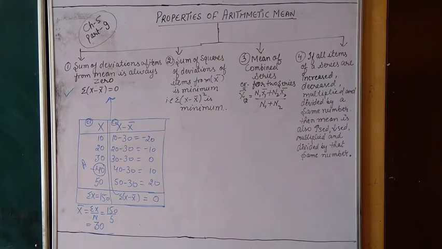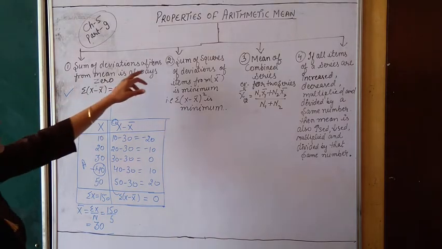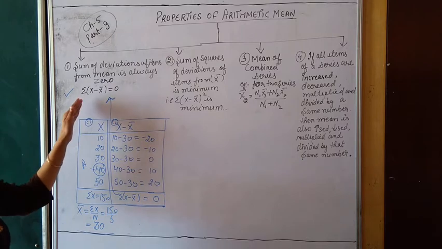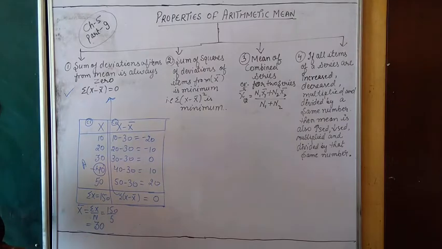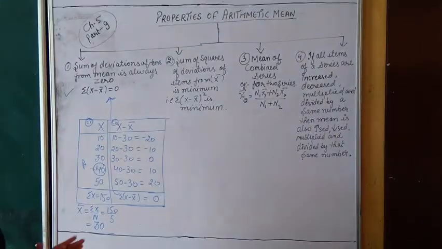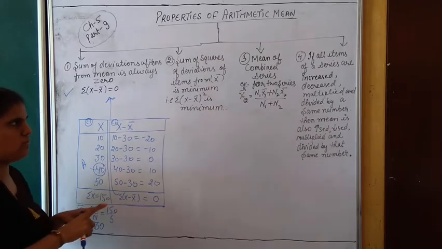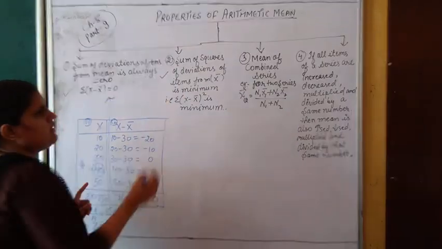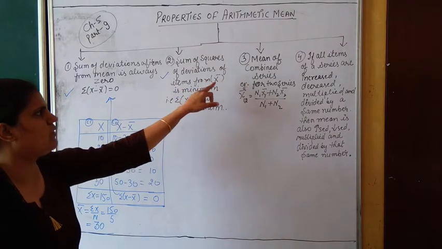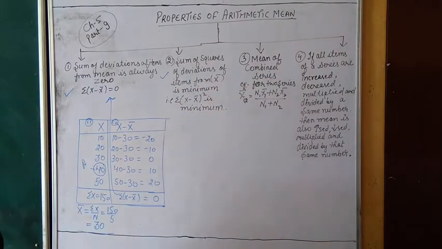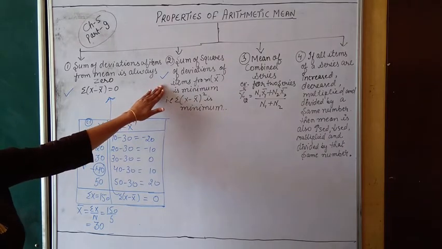Now बच्चे, as you know, we have already discussed the first property: the sum of deviations of items from mean is always 0, and sigma of x minus x bar is 0. This we have proved using column 1 and 2 of this table. Now the same columns I will be using to prove this second property, that the sum of squares of deviations of items from x bar is minimum. Clear, बच्चे?